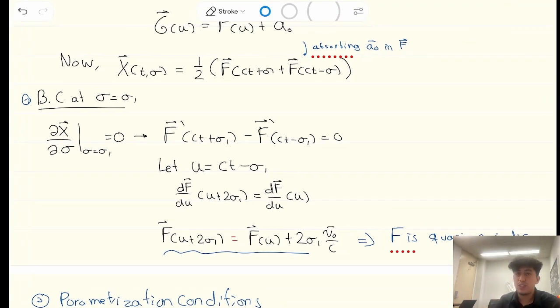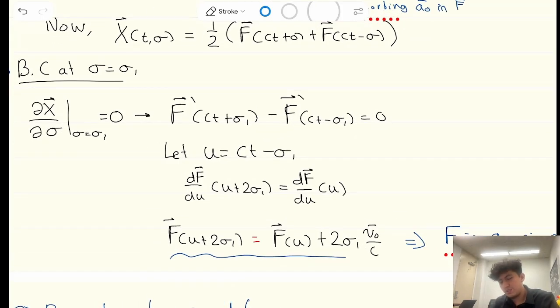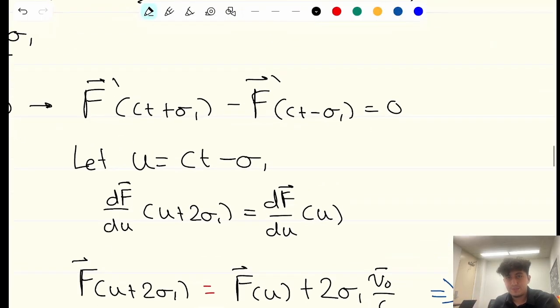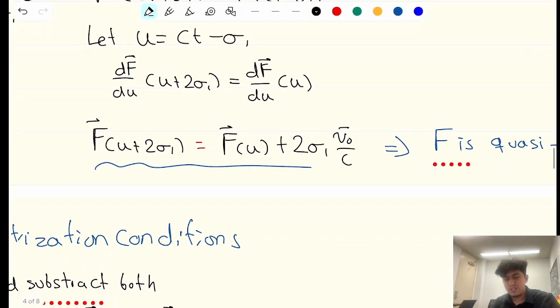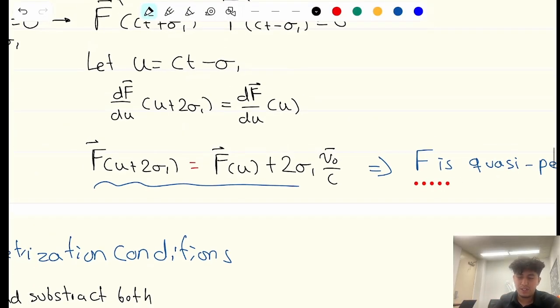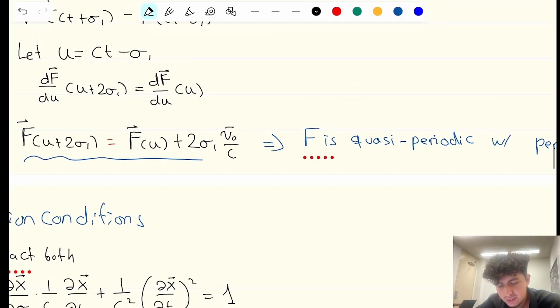The second boundary condition, at the other endpoint, is going to give us another important condition. So we do the same. We take a partial derivative, evaluate it at sigma 1, substitute for the u parameter, and basically we have the derivative, we integrate, and from the integral we get that our f has to be quasi-periodic. By quasi-periodic, I mean it has to be periodic, but each time it completes a period, it increases by a certain amount, by a constant offset.